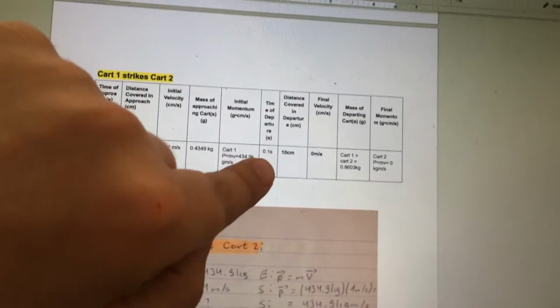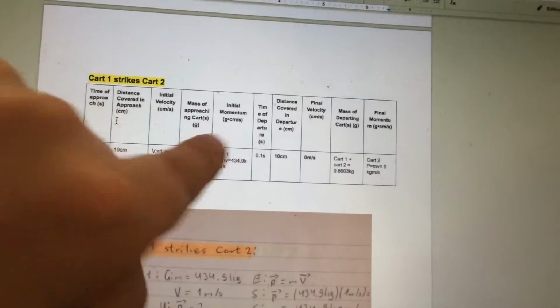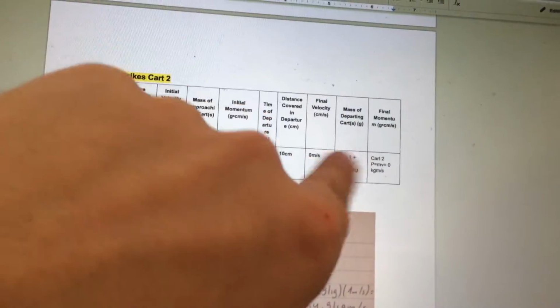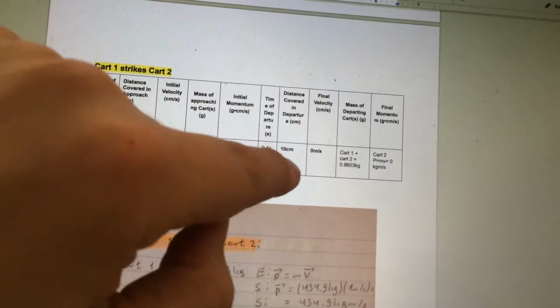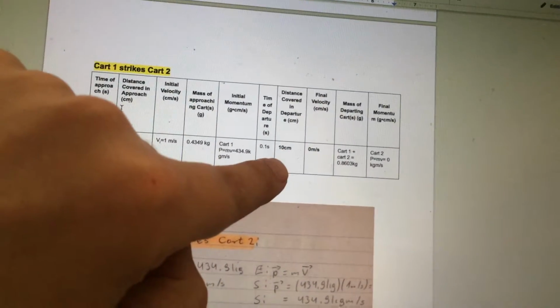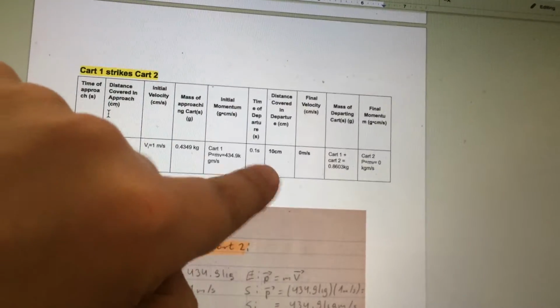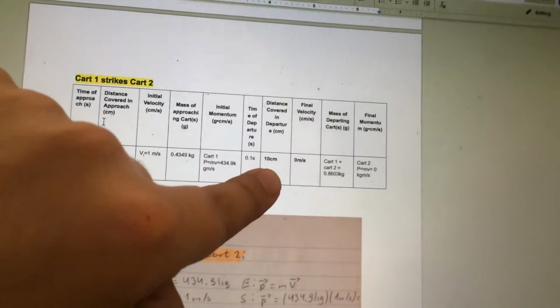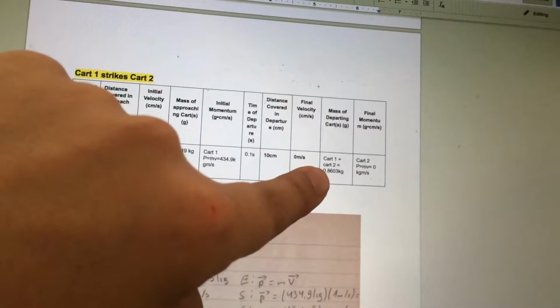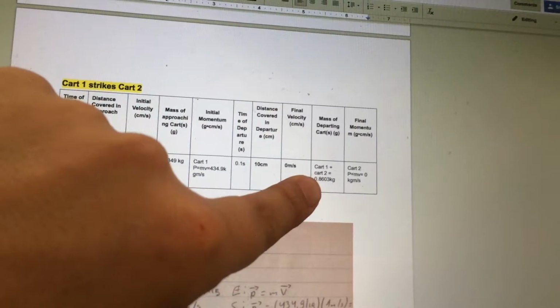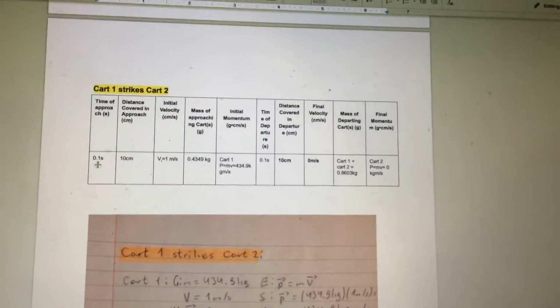Time of departure. Departure time is just after the collision. So this is like before the collision, initial, and then this departure or final, that's after they collide, the departing carts. So the distance, again, it's not 10, it's whatever it is. I think in this case it was 0.09 meters. And then the mass, for this one, you've got 2 carts stuck together, so you have to add their mass. And then you can figure out the momentum from that.